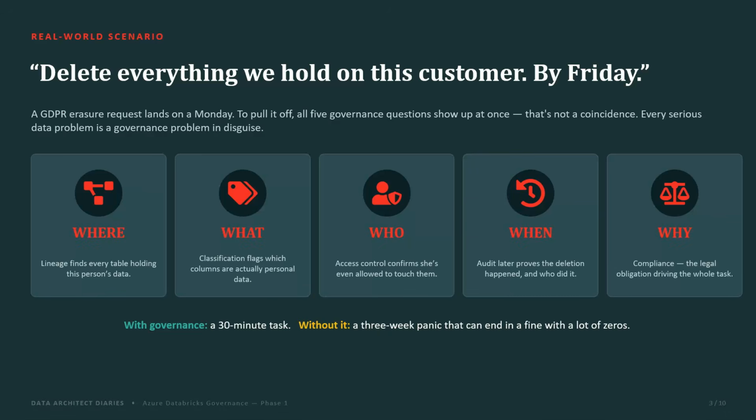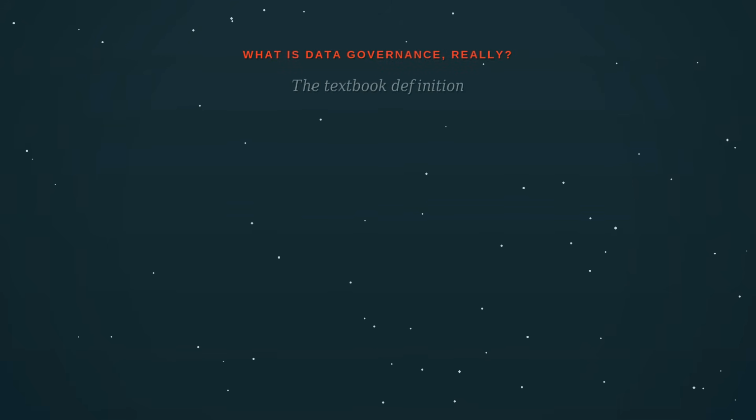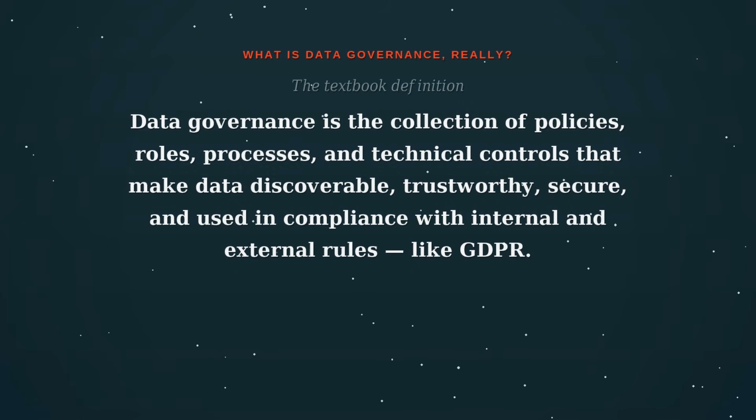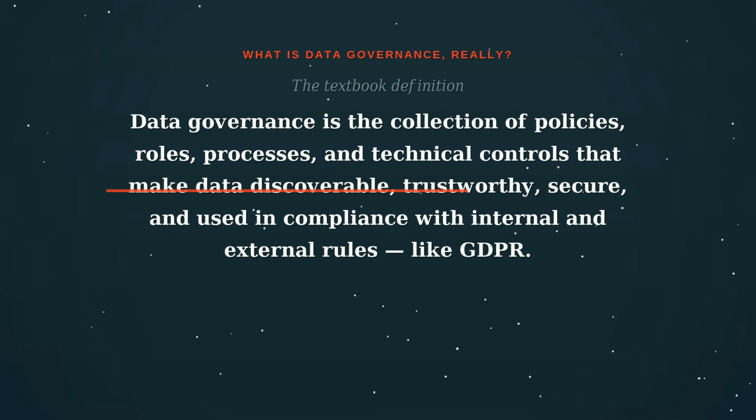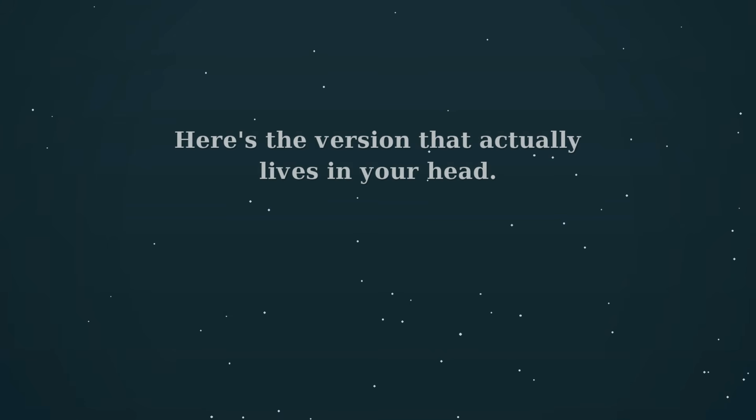Okay, let's kill the textbook definition first, then make it real. The official version goes like this: data governance is the collection of policies, roles, processes, and technical controls that make sure data across an organization is discoverable, trustworthy, secure, and used in compliance with the rules. Both your internal rules and external ones like GDPR. That's correct, but it's also the kind of sentence that makes people's eyes glaze over. So let me give you the version that actually lives in your head.